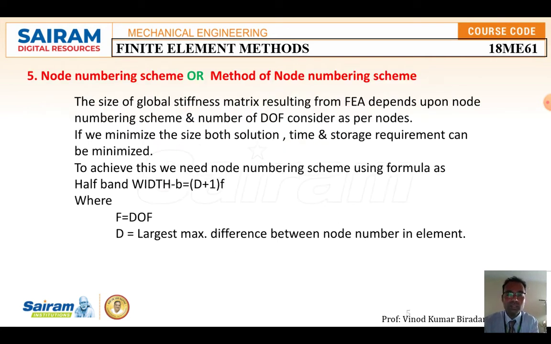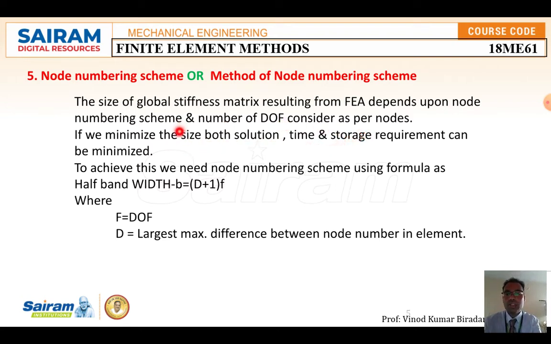And the last one is the node numbering scheme. This is also very important, node numbering. They may ask you a 2 mark or 3 mark question: explain node numbering scheme. The size of the global stiffness matrix resulting from the finite element analysis depends upon the node numbering scheme. So how many nodes you use, and the numbering of the degrees of freedom considered per node, matter. We have a simple formula for problems here.